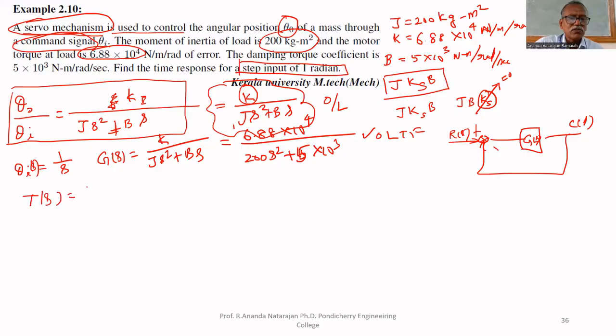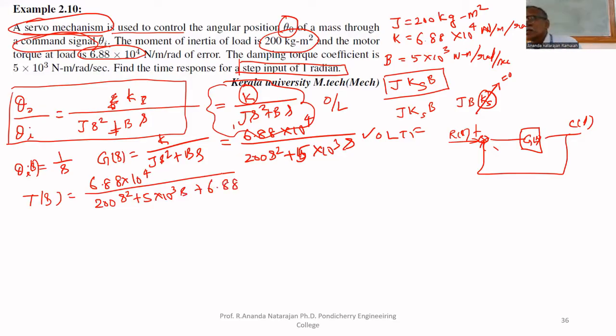T of S equal to, numerator will be as such, 6.88 into 10 power 4, upon denominator, which is the sum of numerator and denominator. Therefore, 200 S square plus 5 10 power 3 S plus 6.88 10 power 4. This is the transfer function.